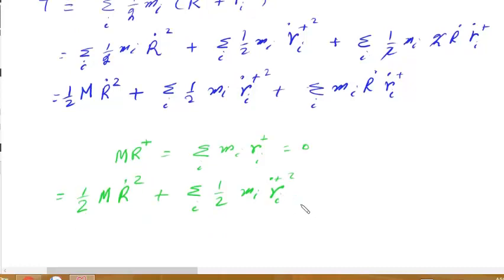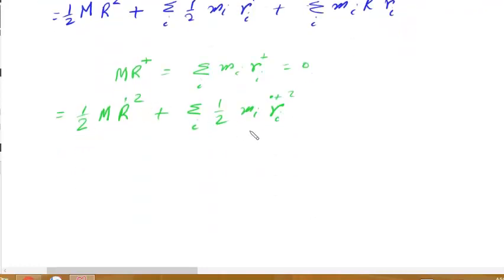Here the second term is the kinetic energy relative to the center of mass, T prime, which is the summation of one half m_i r dot prime i squared. This relation is for the two particle systems.